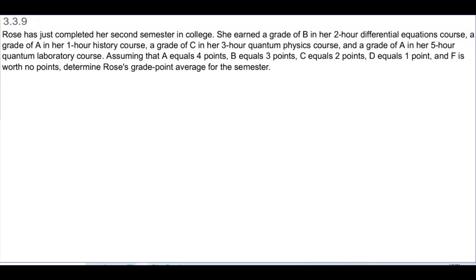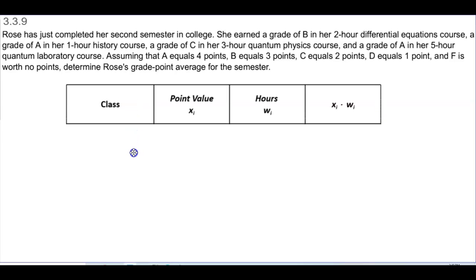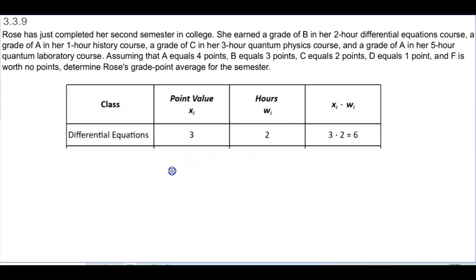So what we're going to do is create a table. The table is going to have the following columns: class, which is the class that Rose has completed, the point value, the hours of the class, and then the last column is where you take the point value and multiply it by the hours. Okay, so let's take a look at the first class.